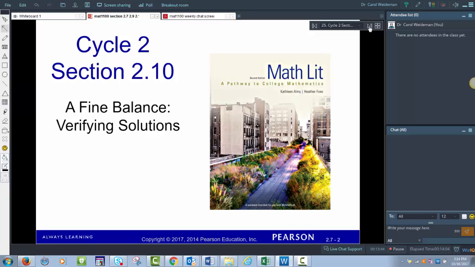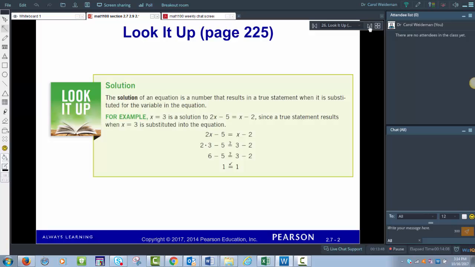Okay, and then the last section we're going to do this week is 2.10, which is looking at solutions for equations. So we're going to solve some simple equations here, and the solution is a number that results in a true statement when it's substituted for the variable in the equation. Let me just go back for a second.